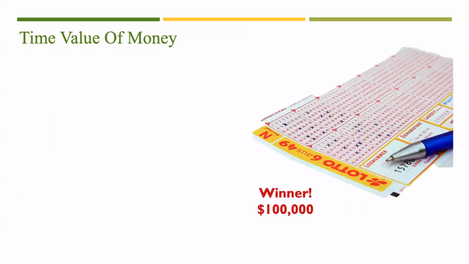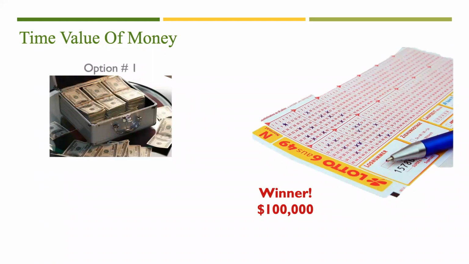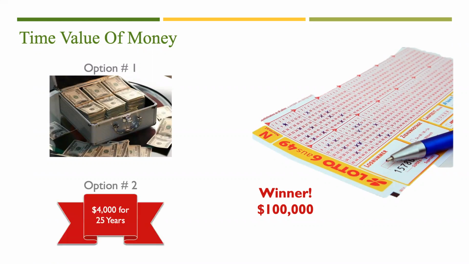A quick example of why the time value of money is important. I think we could put a poll up to do this example if we wanted to, but we'll just assume that you all drew a winning lottery ticket, right? So $100,000. You have two options. You could take the pile of cash right now, today, as a one-time payment, or option two, you can draw $4,000 annually for the next 25 years.